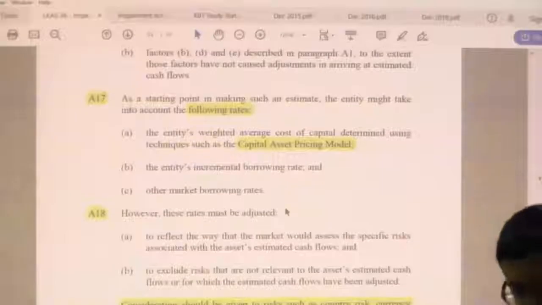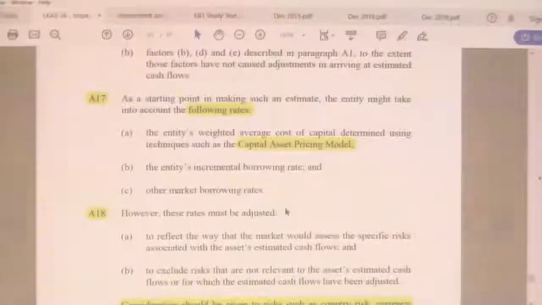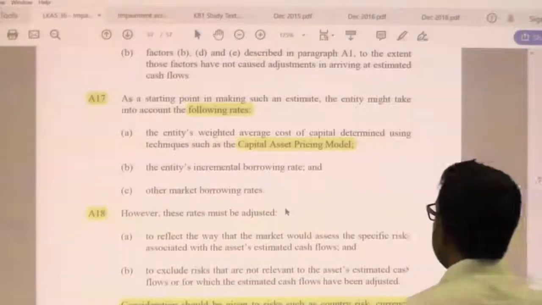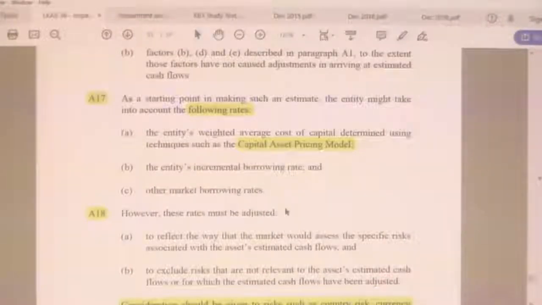Yes, I have highlighted these things, same thing you can do at home before the exam. A17: As a starting point in making such an estimate, the entity might take into account the following rates. The entity's weighted average cost of capital determined using techniques such as the CAPM model. CAPM model, you are much more familiar with this.